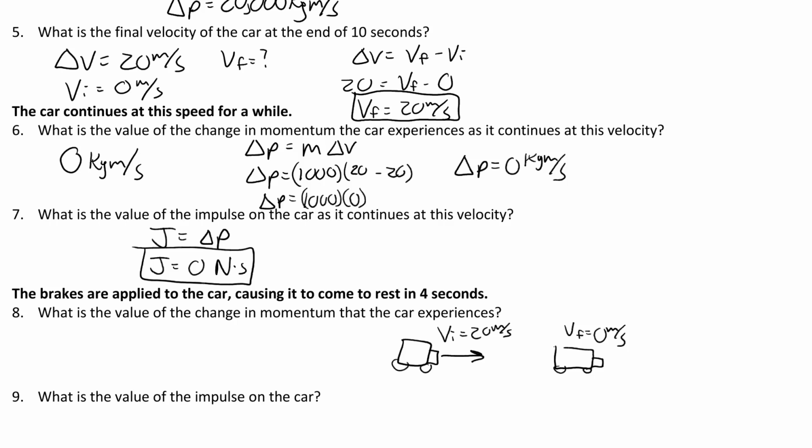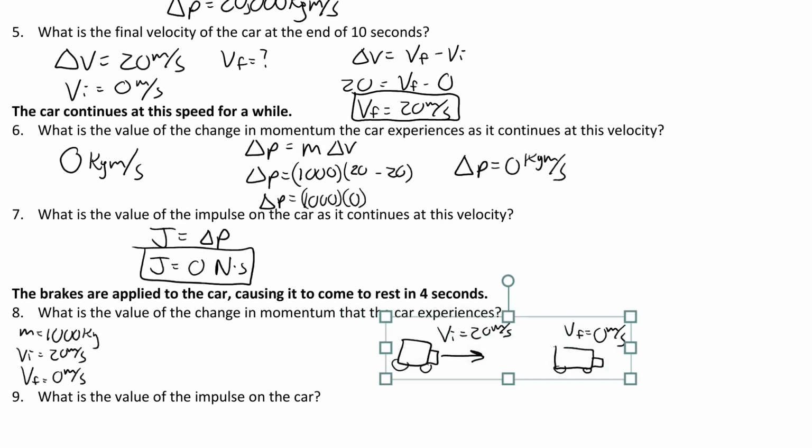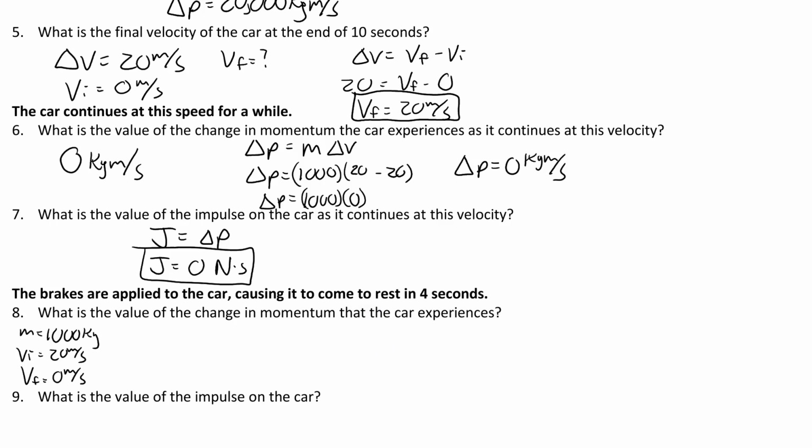Actually, we should already know from the previous problem what it's going to be, but we could calculate it again, right? So let's set it up. The mass is still 1,000 kilograms. Your initial velocity is 20 meters per second. Your final velocity is equal to 0 meters per second. Now we can use the impulse-momentum theorem to find an equation. Given this, we're looking for delta P.